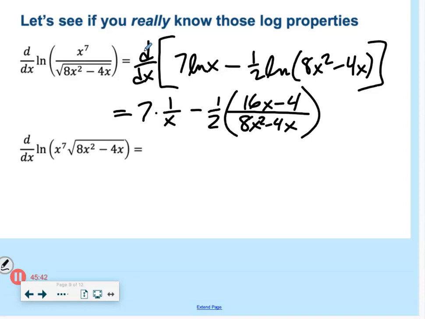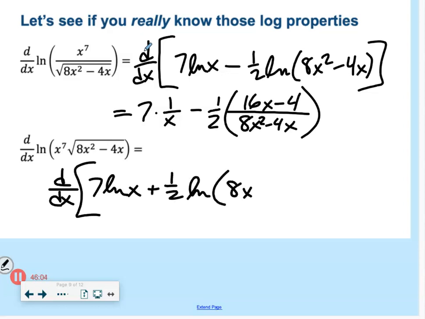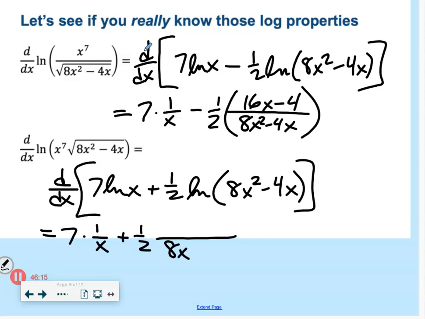Okay, this one right here, what's the only difference between this guy and this guy? The only difference is that this becomes a plus, right? So the only difference, you know what, I'll write it out real quick. So d/dx of 7 ln x plus 1/2 ln (8x squared minus 4x) equals 7 times 1/x plus 1/2 times d guts over guts. Okay.